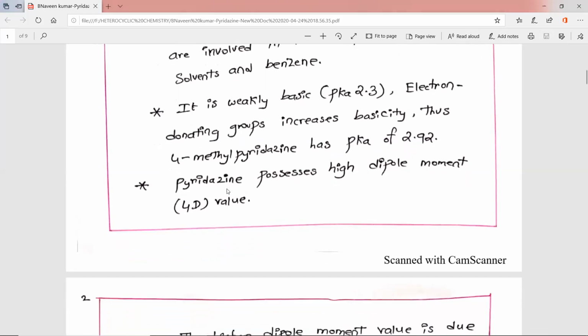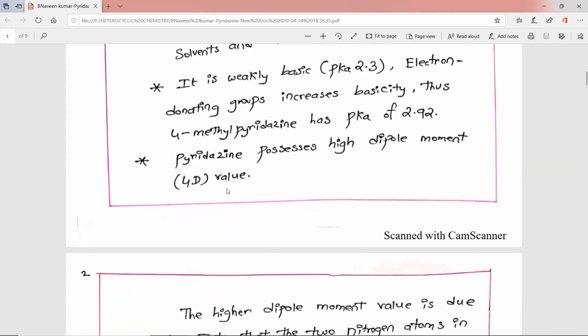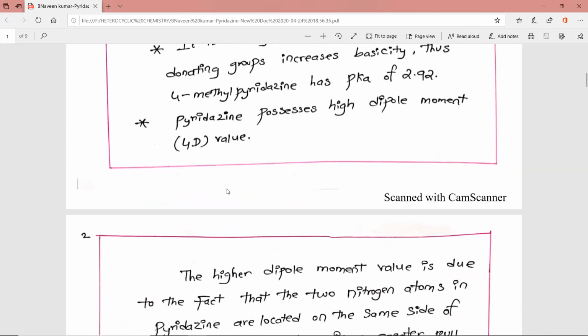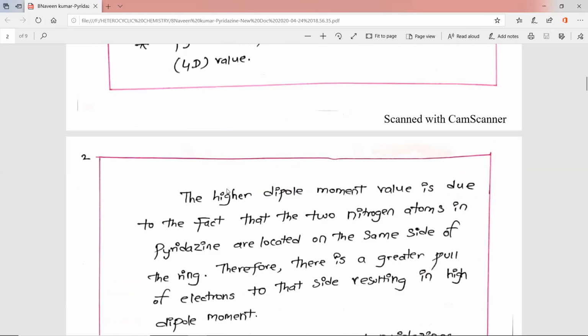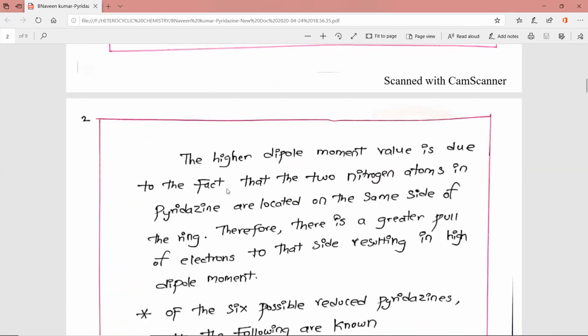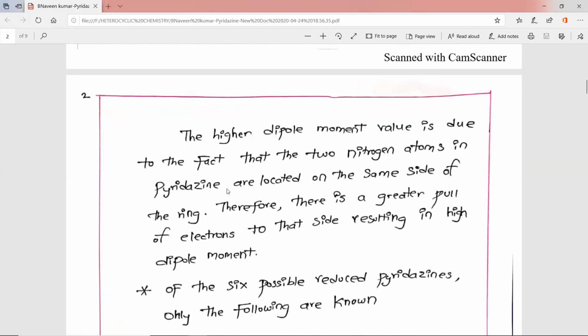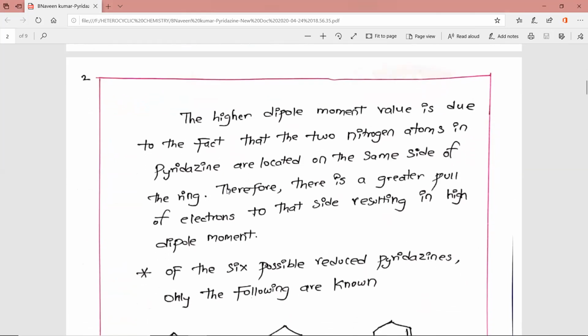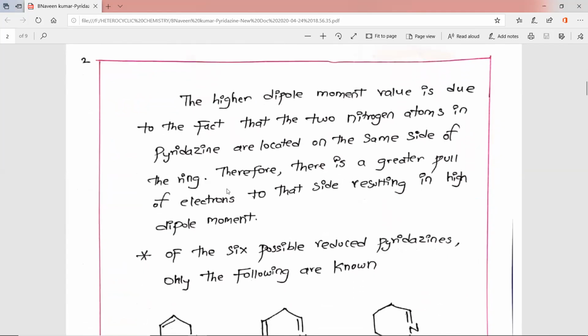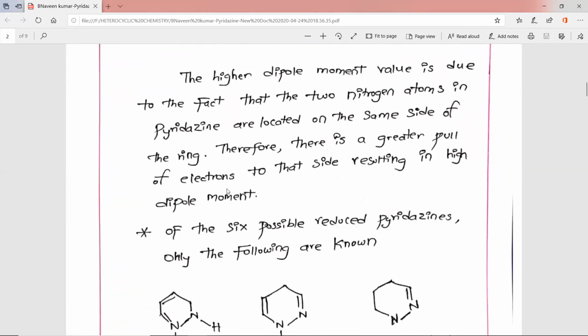So pyridazine possesses a high dipole moment since the 2 nitrogen atoms in the ring system are placed on the same side. So the higher dipole moment value is due to the fact that the two nitrogen atoms in pyridazine are located on the same side in the ring. Therefore there is greater pull of electrons to that side, and this results in a high dipole moment.